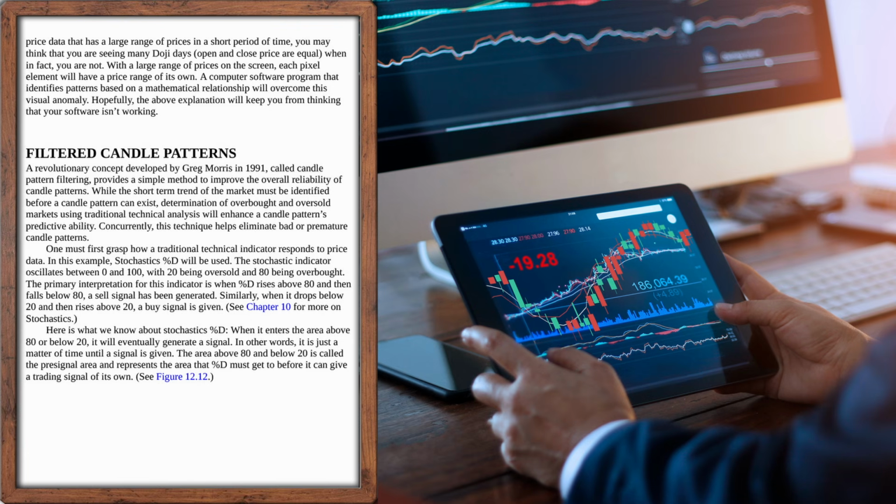Filtered candle patterns. A revolutionary concept developed by Greg Morris in 1991, called candle pattern filtering, provides a simple method to improve the overall reliability of candle patterns. While the short-term trend of the market must be identified before a candle pattern can exist, determination of overbought and oversold markets using traditional technical analysis will enhance a candle pattern's predictive ability. Concurrently, this technique helps eliminate bad or premature candle patterns.